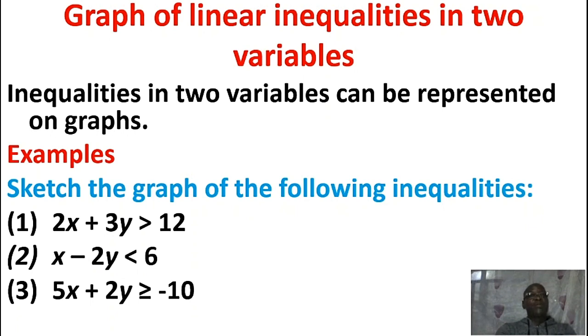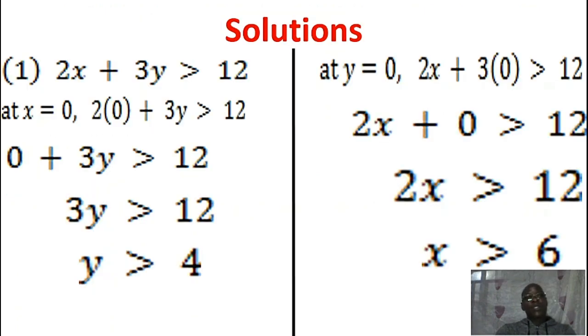So we say, the graph of linear inequalities in 2 variables. For example, I've said almost everything that you can see here. We are giving examples as given before, and we are to represent the information on Cartesian axis. That's the meaning of sketching the graph of the following inequalities. So we carry on. The first one given reads 2x plus 3y is greater than 12.